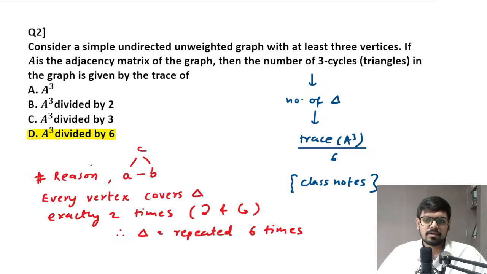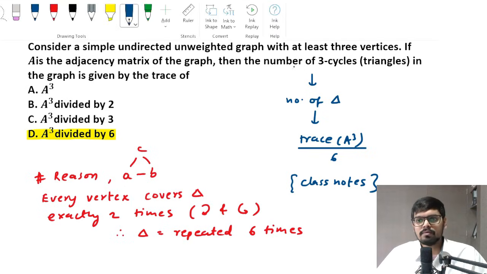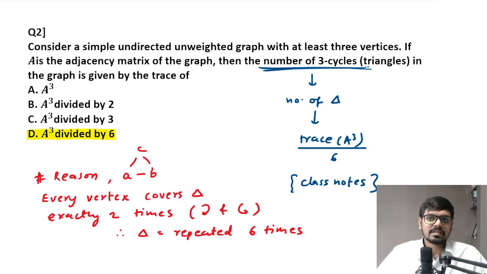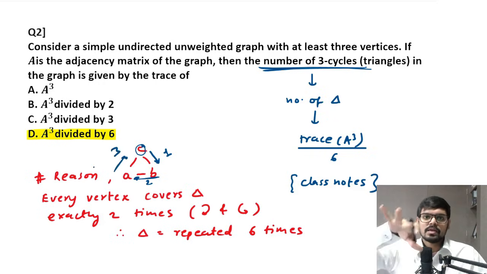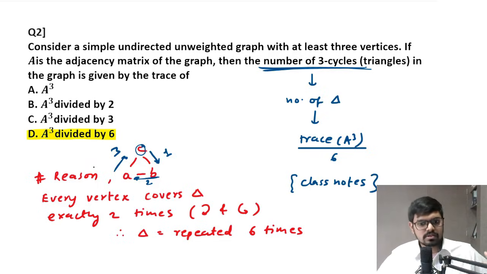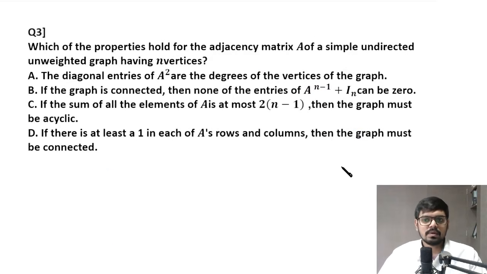I hope you remember trace of A cube by 6, class notes, everything was explained. So it's just the revision which I have explained. ABC, every vertex covers this triangle exactly 2 times. Since you are dealing with the number of 3-cycles, which means a walk of length 3. If you start with C, this is my first length, then this is my second, and this is my third. So clockwise 1 time, anti-clockwise 1 time, all the vertices will do the same thing. So this triangle will repeat 6 times, therefore we are dividing by 6. Makes sense, easy.